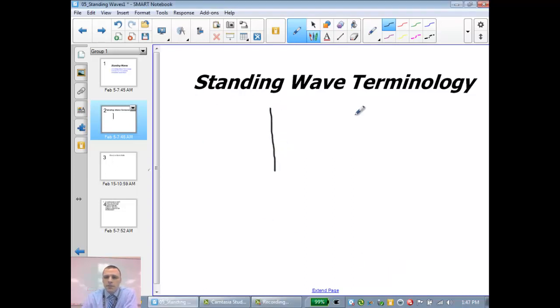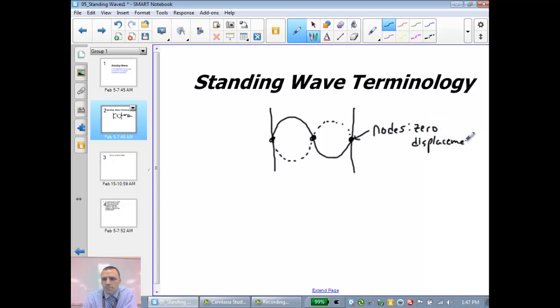So if I draw a standing wave, and there's many different types of standing waves, I'm going to draw one that looks like this, and I'm going to label 3 nodes. So this is what it looks like in one shape, and then I'll draw a dashed line to show what it would look like when it vibrates. It goes through a half a vibration. And these points right here are called nodes. And nodes are points of zero displacement. So there's a node right there, and a node right there.